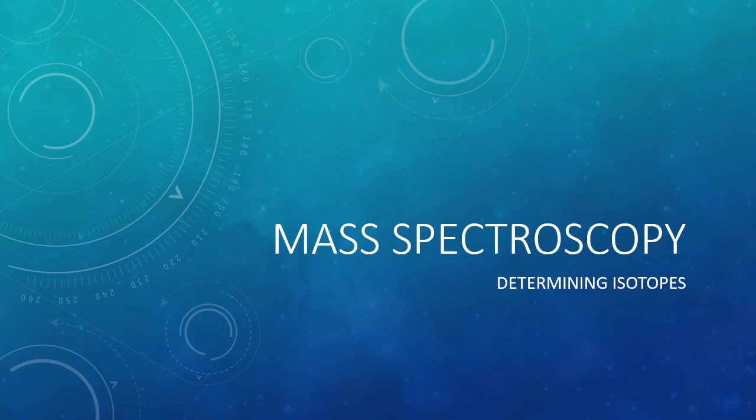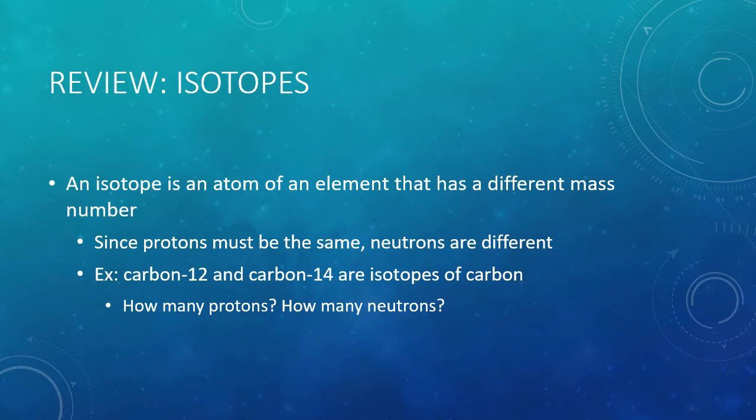Everybody, today we're going to learn a little bit about mass spectroscopy. A quick review about isotopes. An isotope is an atom of an element that has a different mass number.